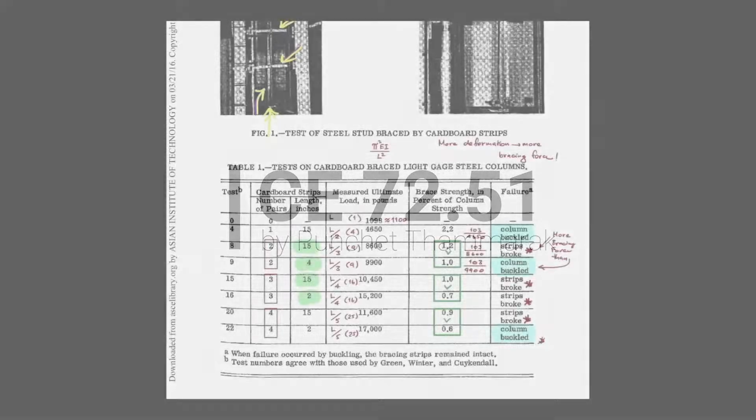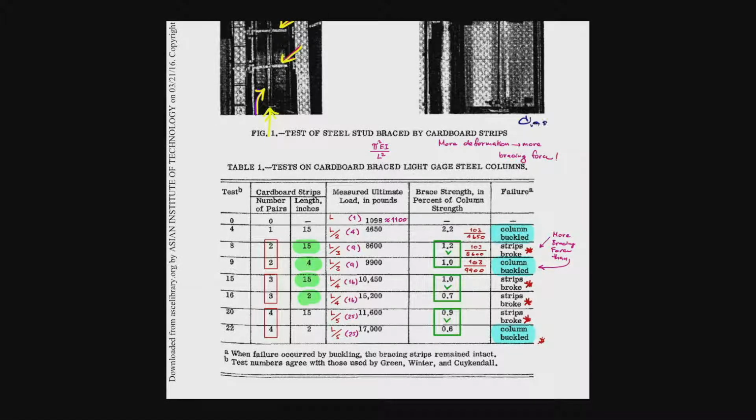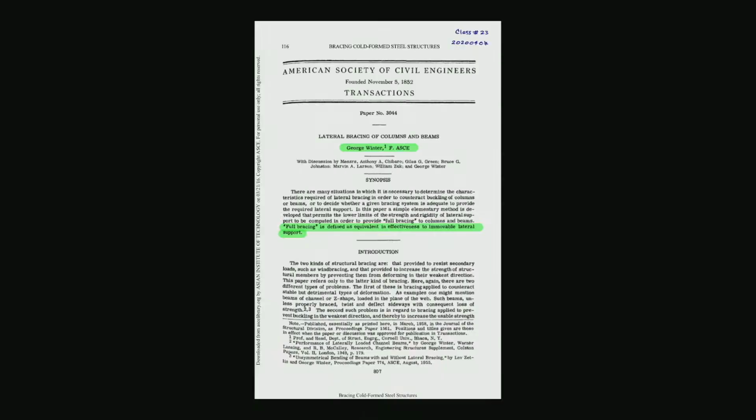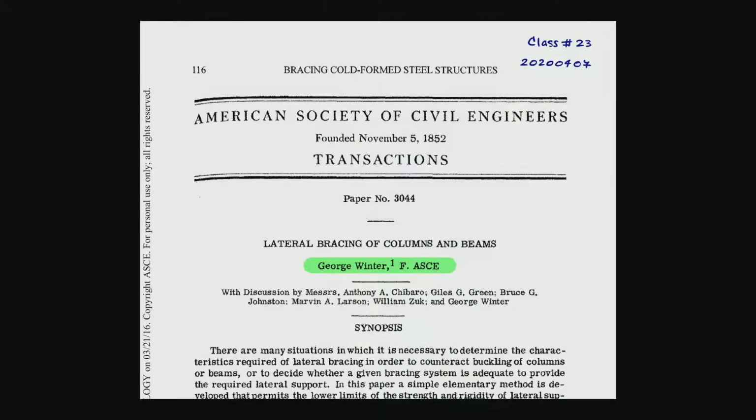So this is class number 24 of 2020 April, and it is the 8th. We are coming back to the point where we left off. We visited this paper yesterday, Lateral Bracing of Columns and Beams by George Winter.